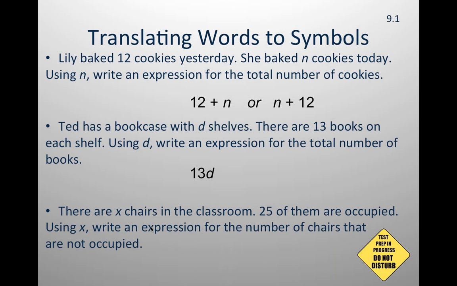There are X chairs in a classroom. 25 of them are occupied. Using X, write an expression for the number of chairs that are not occupied. Okay, so that's going to be X minus 25.